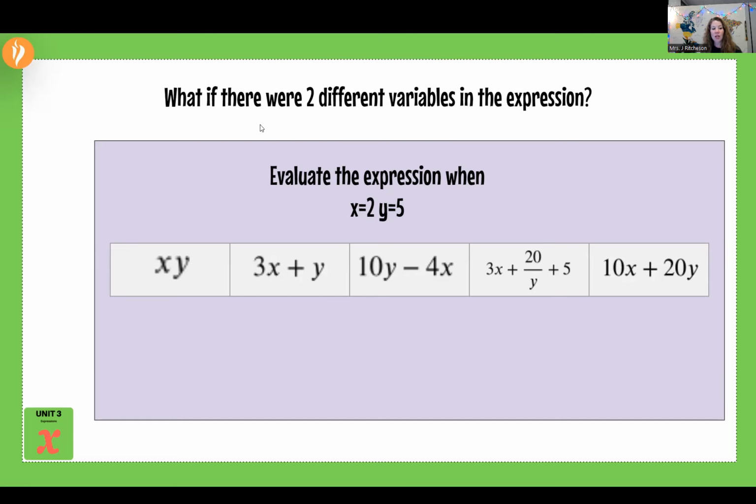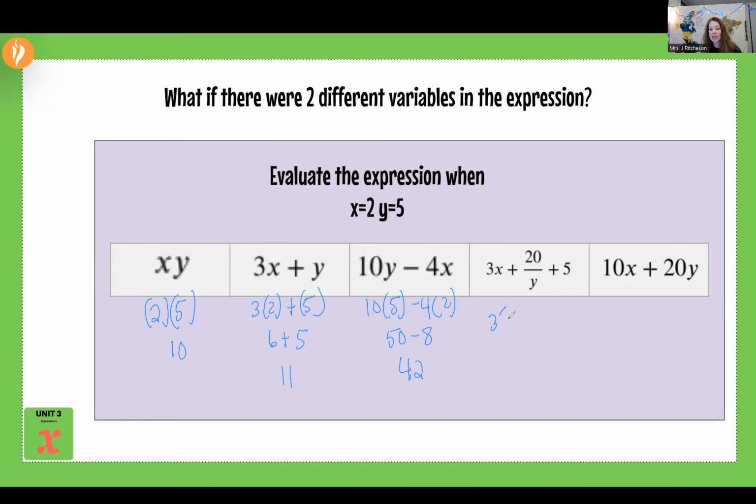So when it's written like this, it doesn't simply mean write 2 and 5 together and get 25. No. This is a multiplication problem. xy means x times y. 2 times 5 is 10. The next one, 3 times 2 plus 5. So we have 6 plus 5 is 11. The next one, we have 10 times 5 minus 4 times 2. So we have 50 minus 8, and I got 42.